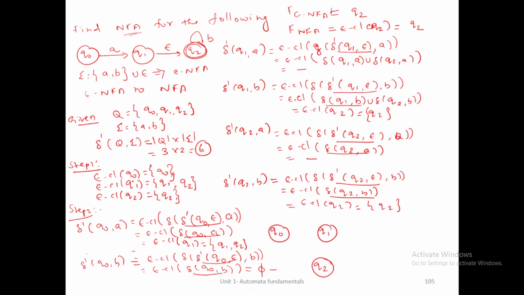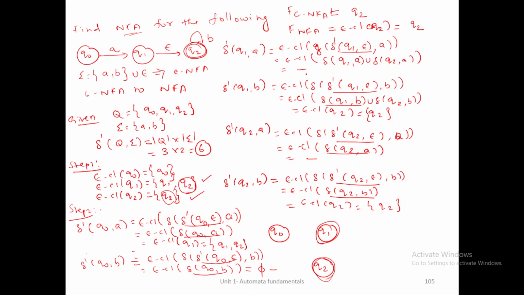So in epsilon closure of Q0, there is no Q2 value in the answer. But if you go for epsilon closure of Q1, Q2 is available. In epsilon closure of Q2, this Q2 is available. So these Q1 and Q2 states are considered as final states. So I encircle those 2 states with a double circle. Once again, I repeat the procedure.